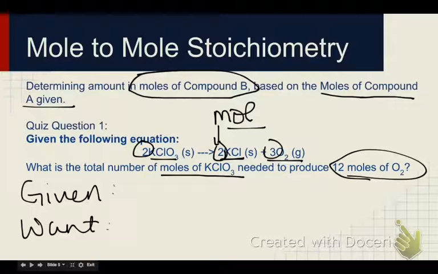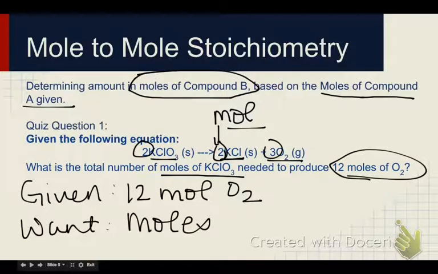So can you tell me what my given is? Yes, it is 12 moles of O2. Very good. And then can you tell me what it is that I want to find? Very good. It's moles of KClO3. Now we're going to use this as our foundation in order to figure out how to go about this problem.